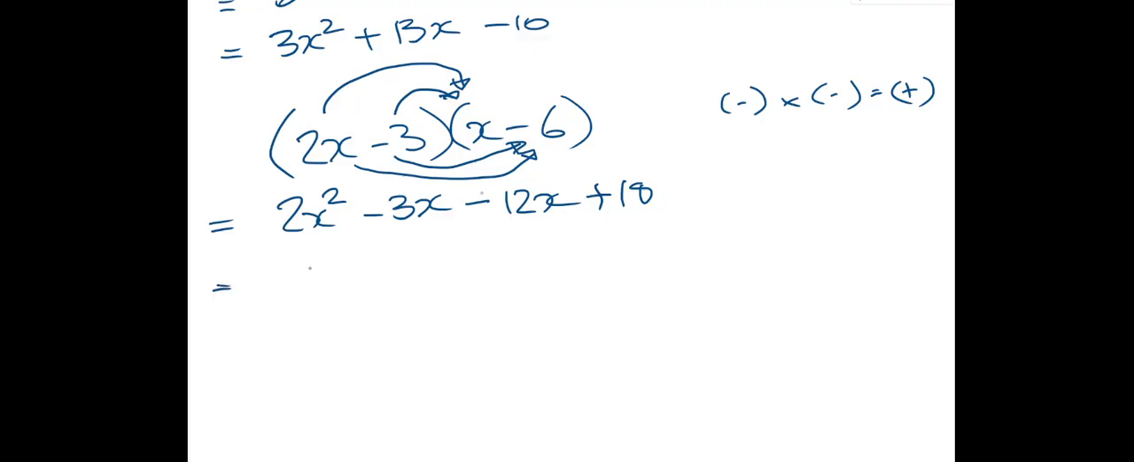So collect up the terms. 2x squared, that's the only x squared term. Now we have these two like terms here. Negative 3, negative 12 is going to be negative 15x plus 18.